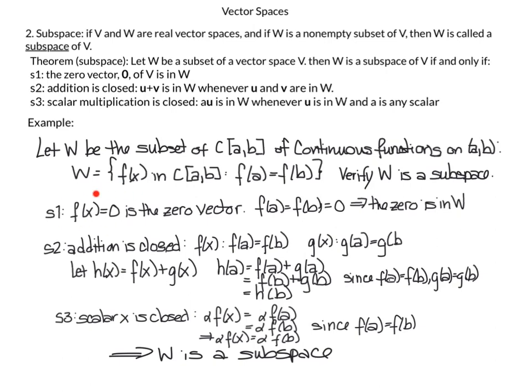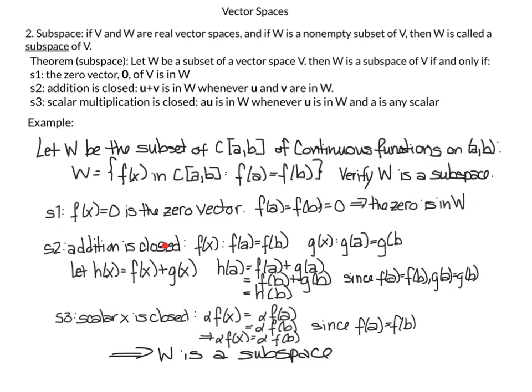So first we need to show that the 0 vector is in W. The 0 vector is the function that you can add to any other function and get back that function. So that's f of x is equal to 0. So f of a is equal to f of b is equal to 0 for f of x equals 0, the 0 vector. Therefore, this condition holds and the 0 is in W.